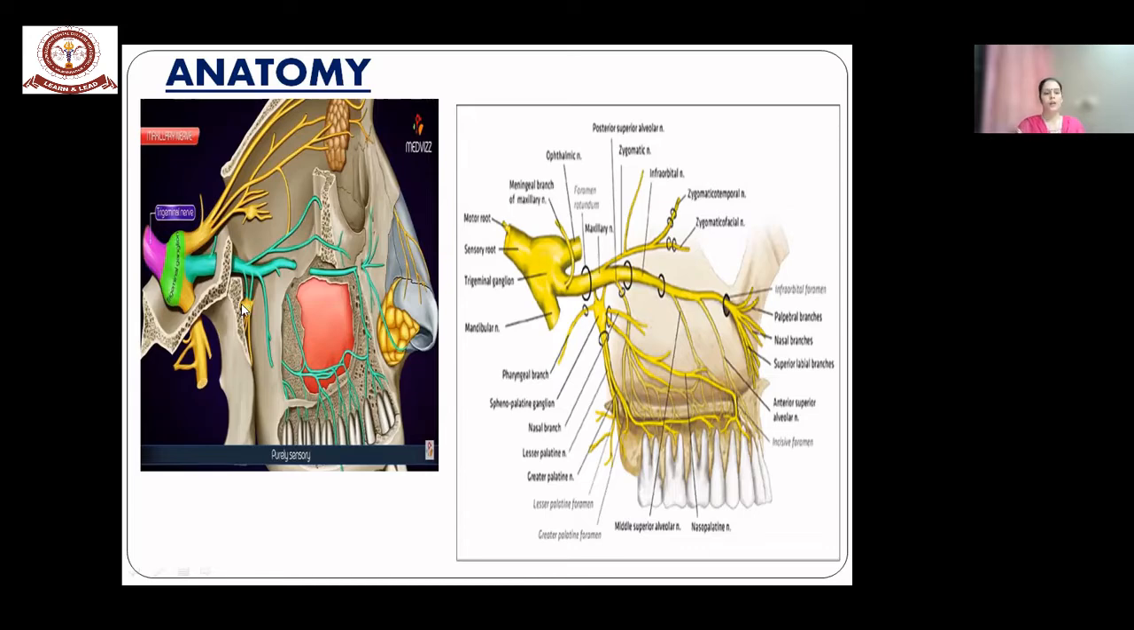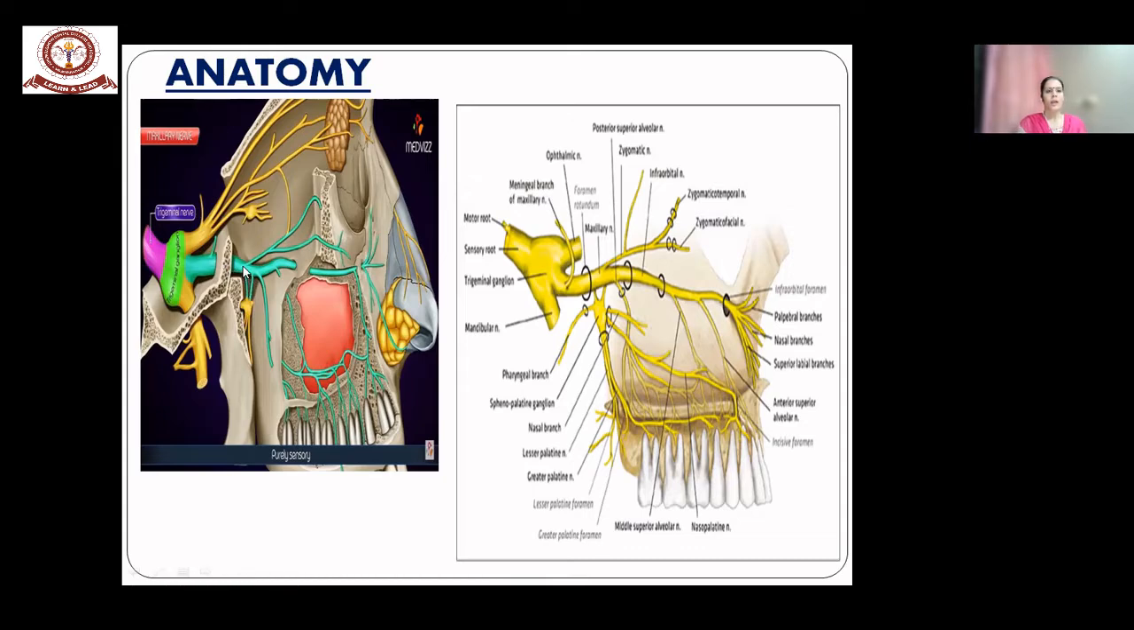Again, it gives off numerous branches. One is the palatal branch, which supplies the soft and hard tissues of the palate. One of its branches is the greater palatine nerve. The orbital branch supplies the periosteum of the orbit. The nasal branch supplies the mucous membrane of the nasal cavity. And the pharyngeal branch supplies the mucous membrane of the pharynx.